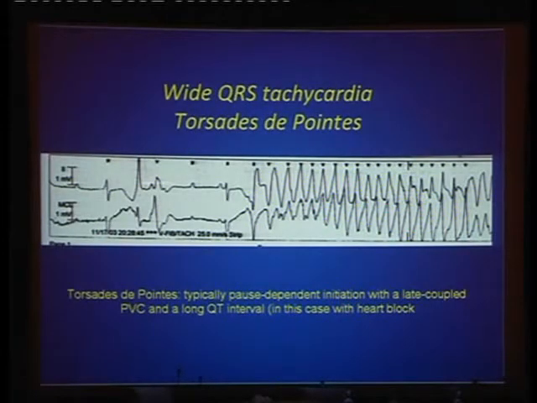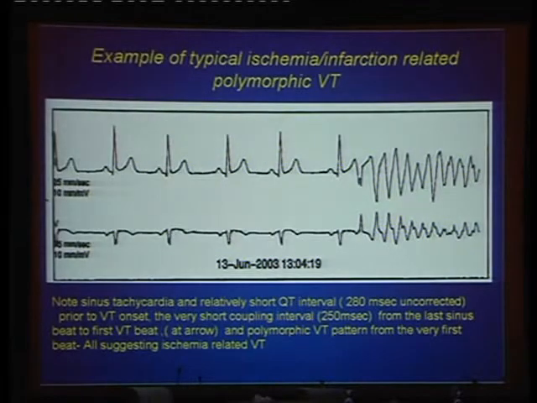This is Torsades associated with complete heart block. This is ischemic VF. This is a completely different polymorphic VT associated with ischemic heart disease. If you just call this Torsades because it looks like Torsades, it's polymorphic VT. You even have some twisting. If you call that Torsades, you'll be wrong. It's a different treatment, it's a different disease.